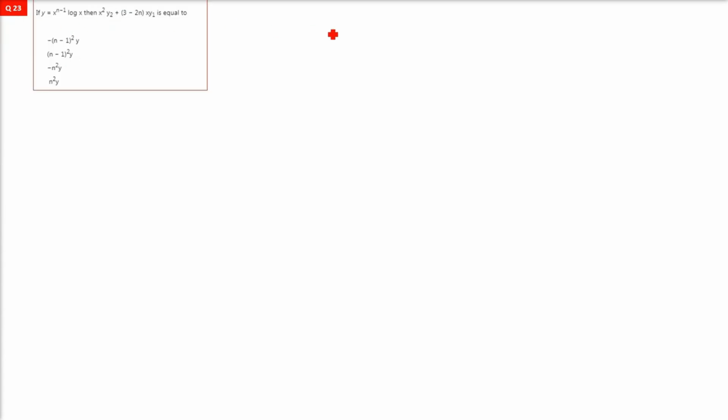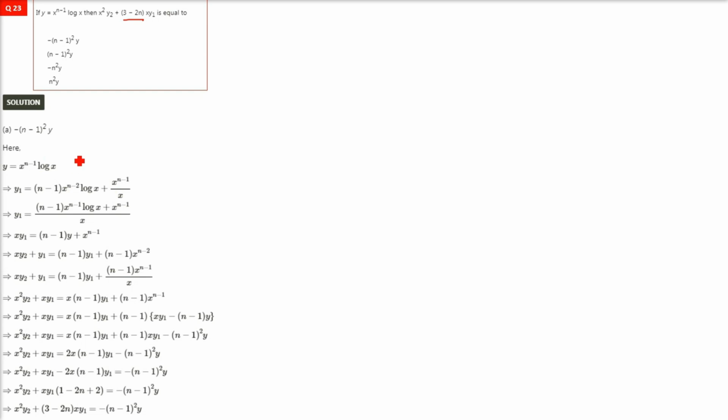Next is y is equal to x to the power n minus 1 log x, then x square into y2 plus 3 minus 2n into x y1 is equal to. So those who have already done a lot of questions and they are comfortable, they can go ahead with the reference I have provided. Those who want to follow, let us solve it. Y is equal to x raised n minus 1 log x. So y1, the first term is x raised n minus 1, the second term is log x.